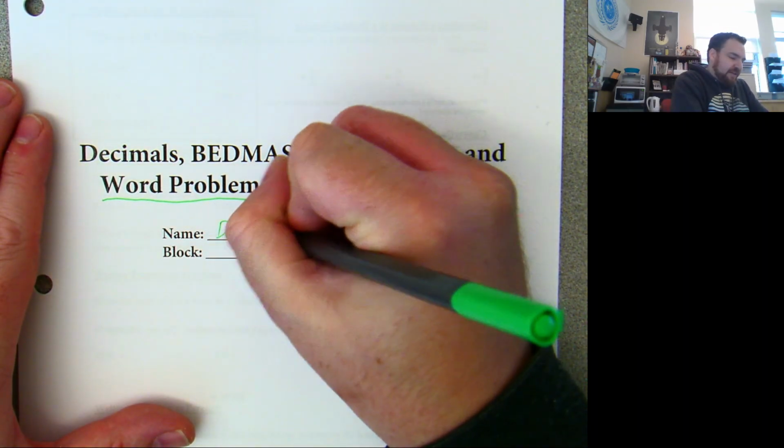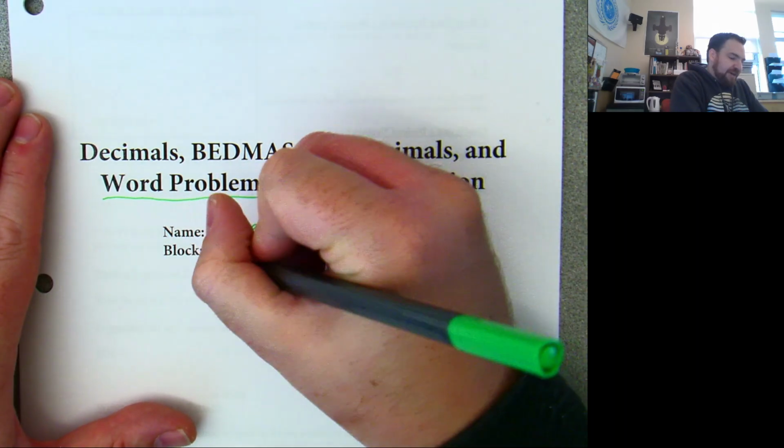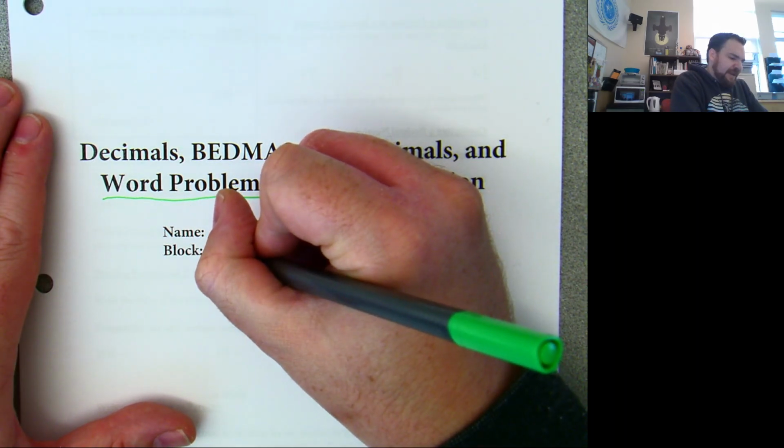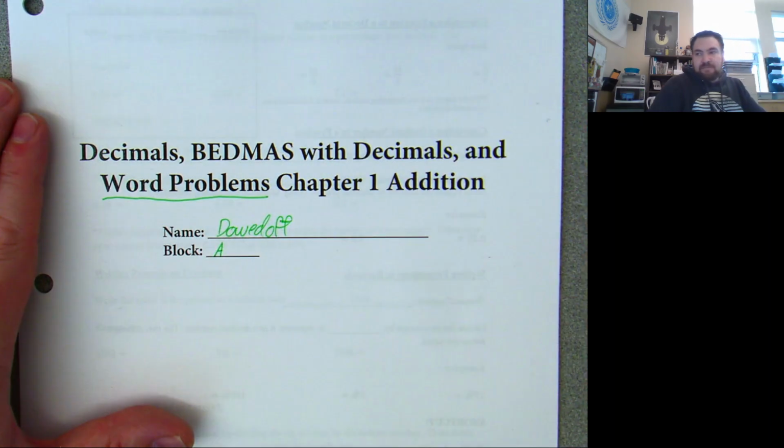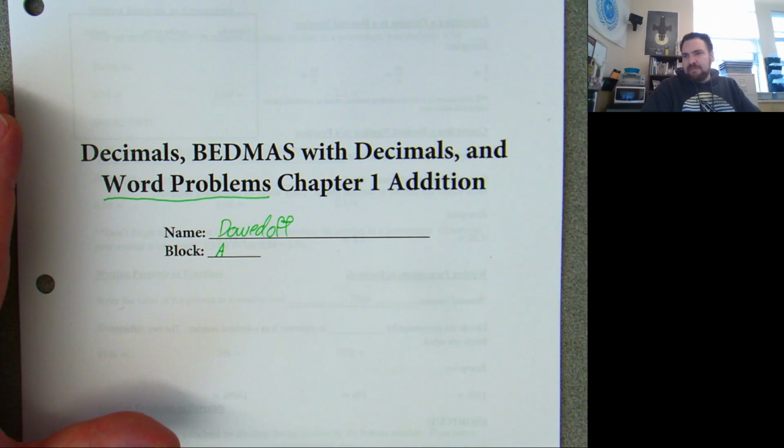This is Dawidoff. This is block something. You guys are A. Bad C. You guys are A. Not C. You're A. C's my other block.